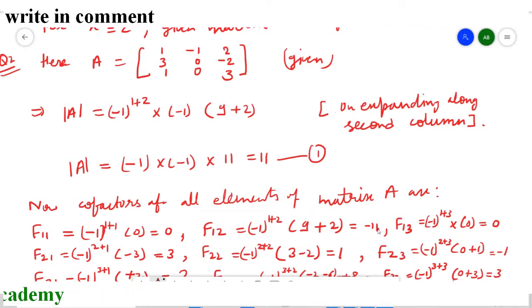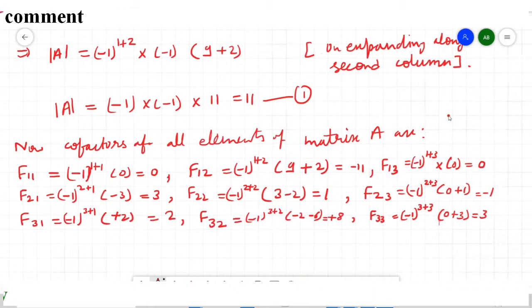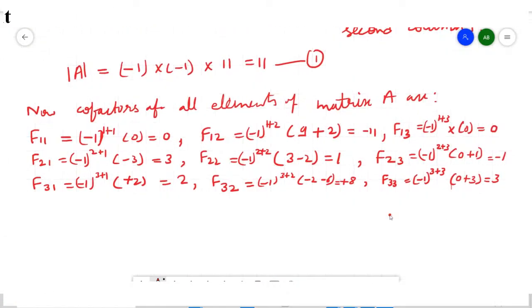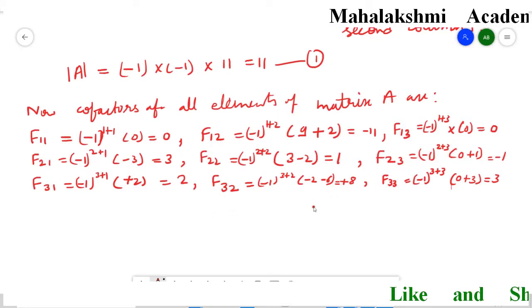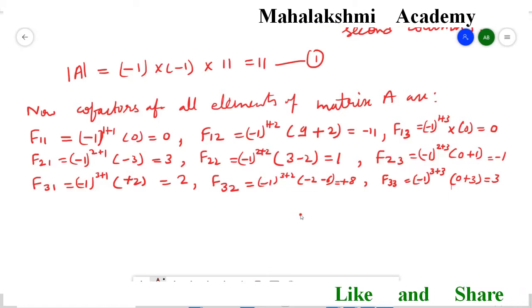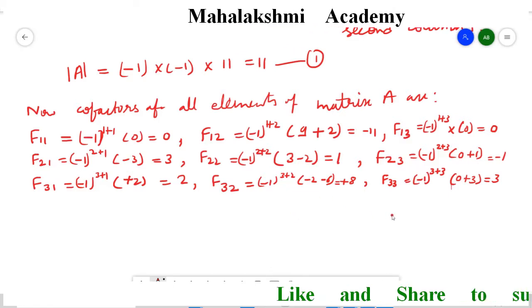Like this I calculated all the cofactors. You just go through this and easily you will get it. And if you have any problem calculating the cofactors, just write in the comments, and I'll explain how I got the cofactors.